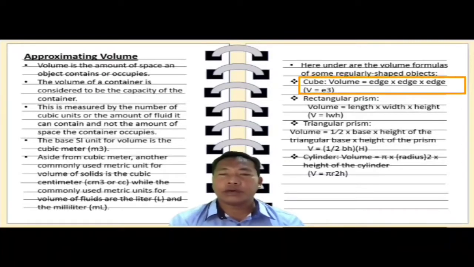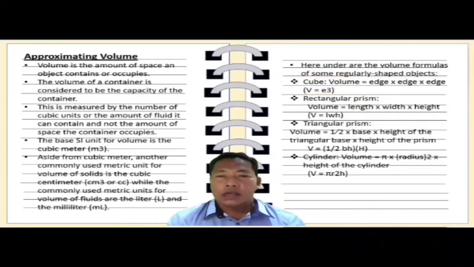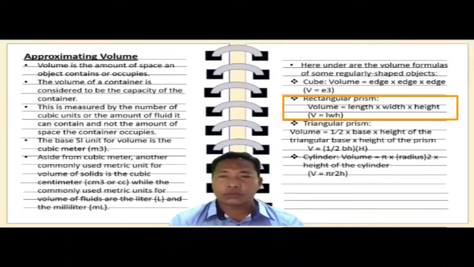Cube, we have volume is equal to s times s times s, or volume is equal to s cubed, s to the power of 3. Okay? Rectangular prism, volume is length times width times height, or V is equal to L times W times H.